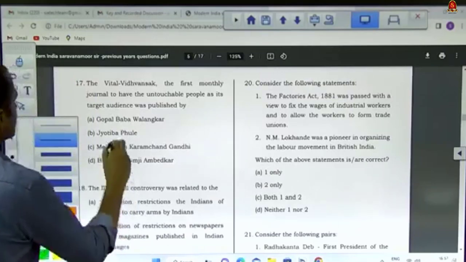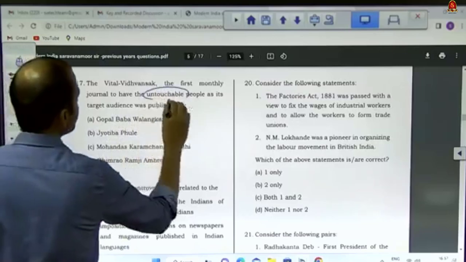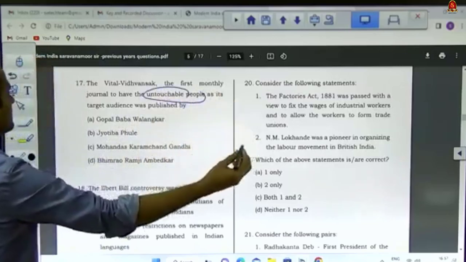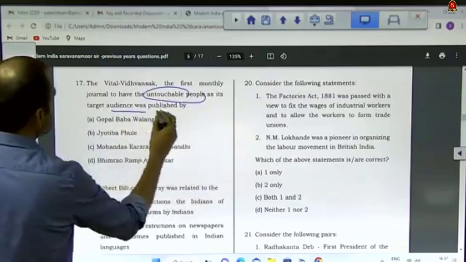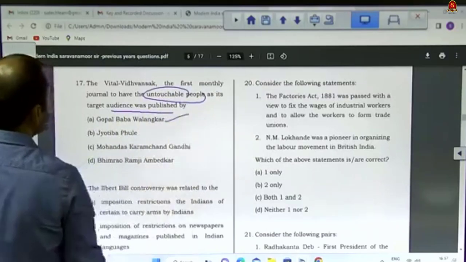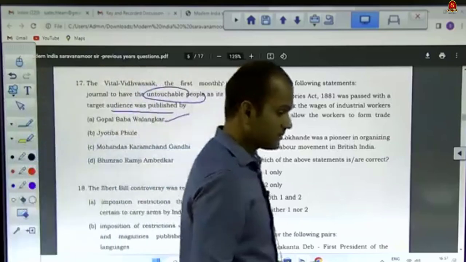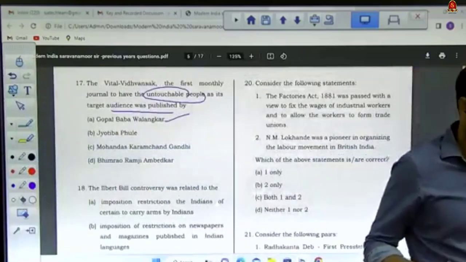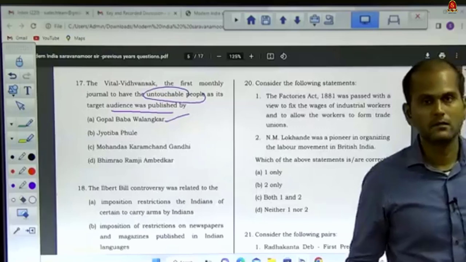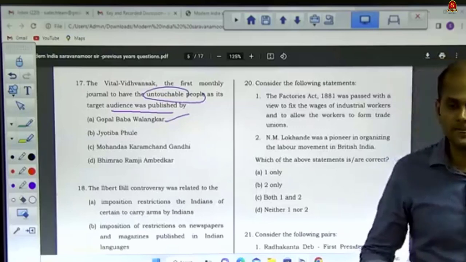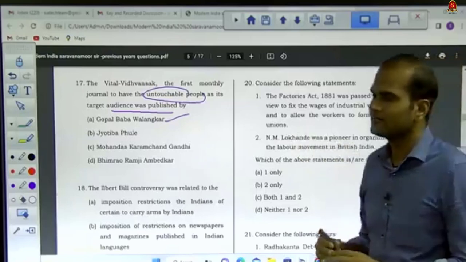The first monthly journal for the untouchable people, the people of untouchability as its target audience, was published by Gopal Baba Valangkar. He was also from the Mahar community. Like B.R. Ambedkar, he served in one of the local offices.